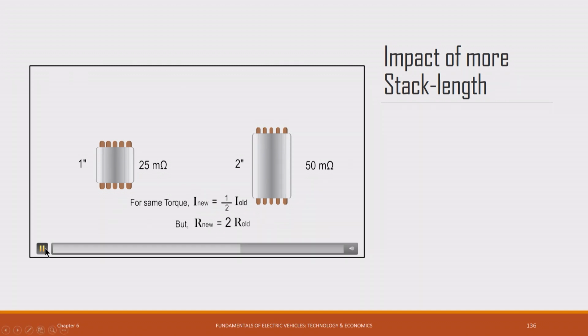But again, as I was saying, the coil is now longer. If the coil is longer, it means the area of the coil is doubled, because length into width is the area. And if the area is more, flux linkage is also doubled. If the flux linkage is doubled, for the same current I will get double the torque, or for the same torque I need half the current, just like we saw in the previous example. The back EMF constant will get doubled.